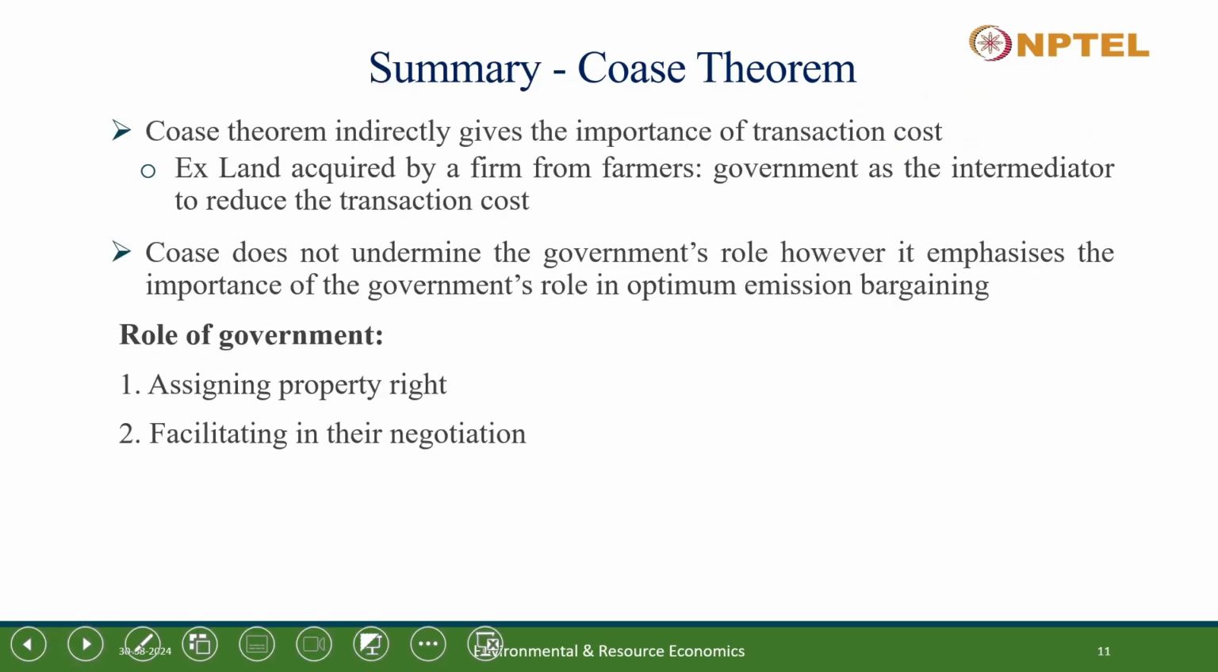So now if we summarize the Coase theorem, it is not applicable in many of the cases where the environmental problem is a global issue rather than a local issue, or where there is transaction cost, where there is more than one owner involved, right? So indirectly the Coase theorem is giving us the importance of transaction cost. Okay, so transaction cost is important, and the government can play a role in facilitating the transaction between the individuals or between the firms, right?